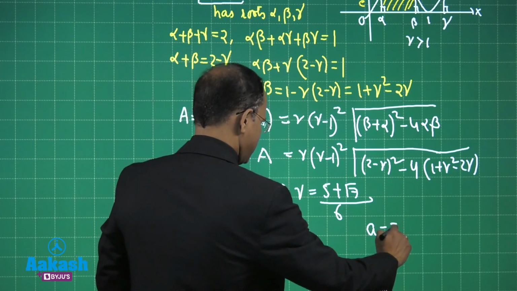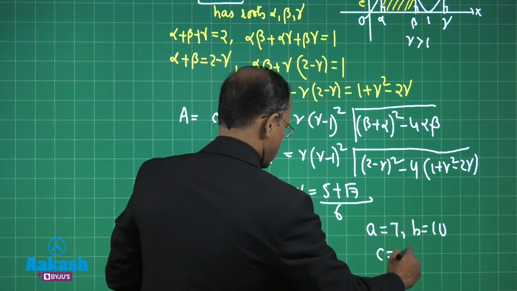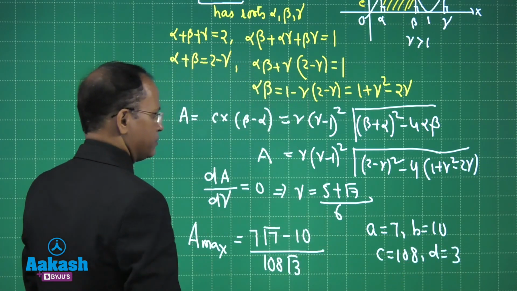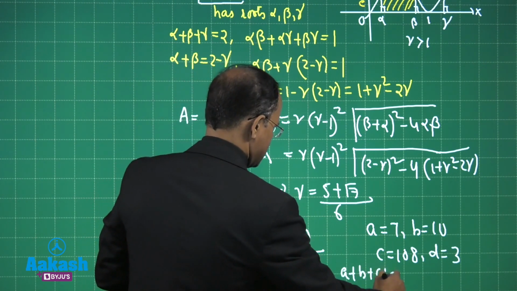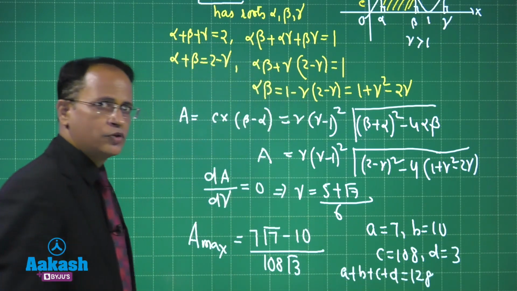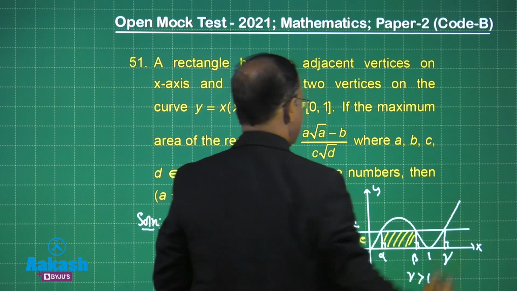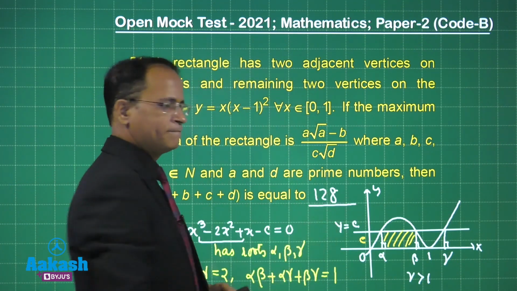A is going to be 7, we have B is equal to 10, we have C is equal to 108, we have D is equal to 3 in this case. So if we add it up, that means A plus B plus C plus D, this is always going to be 128. Okay. So that means if you just see the final answer here, this is going to be 128, friends, right.